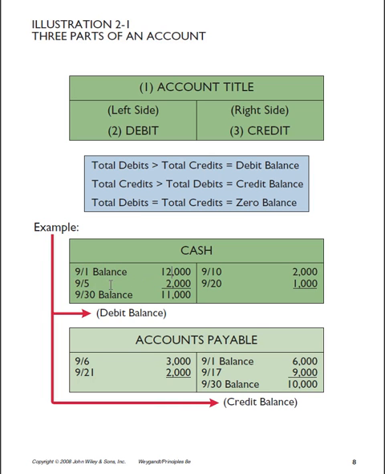On 9/5, there was a debit to the cash account for $2,000. And on 9/10, there was a credit. So if there's a credit for that cash account, we paid something on 9/10. 9/20, the same thing. We paid something for $1,000. So the total of all the debits and the credits on 9/30, the balance is $11,000. So basically, there's a debit balance. A debit balance is when total debits are greater than total credits. That's all it's saying there.